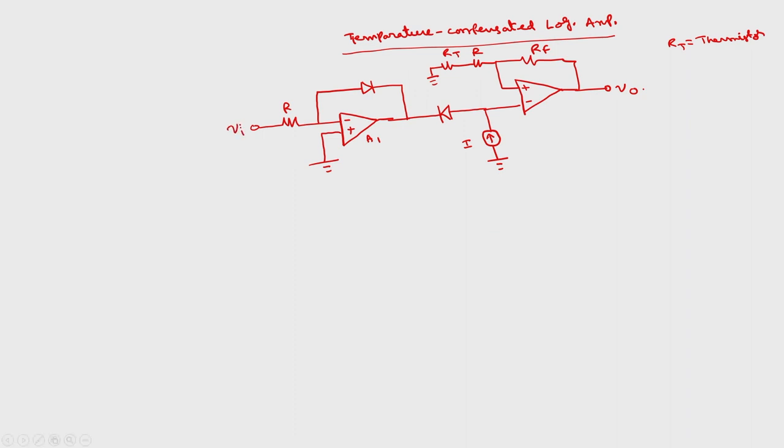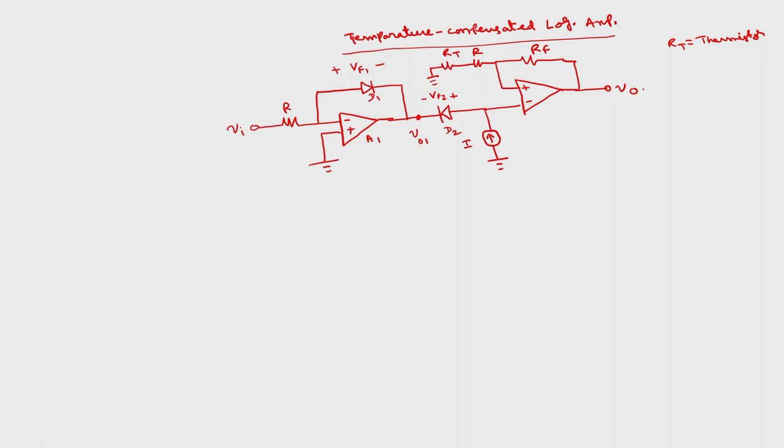This is Vi. Let us call this output as V01. Plus minus, this is Vf1, the forward voltage across diode D1, and across diode D2, Vf2. These two are identical diodes.